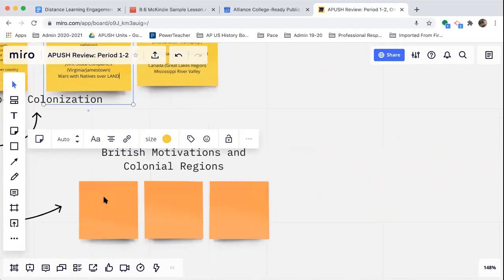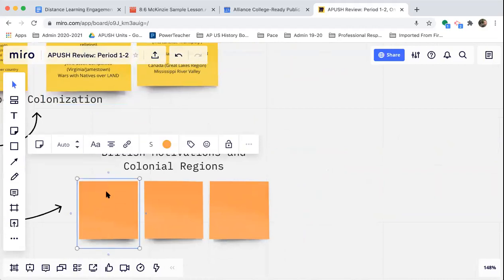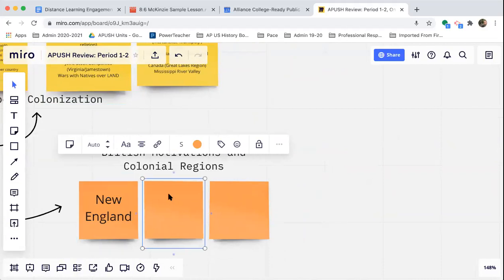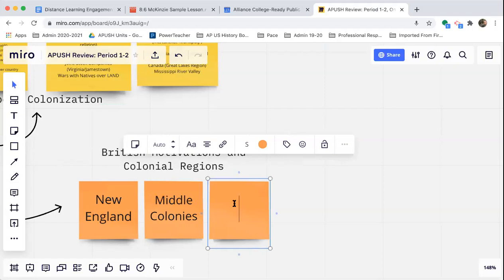What are the three regions of the colonies? Let's start at the very top. What's the northernmost region called? New England. Okay, and what's the middle region called? Come on, y'all. New York? Middle colonies. Kevin, I said what's the middle one called? You said New York. I love you, Kevin. And what's the next one called? Southern colonies. Chesapeake and the lower South.